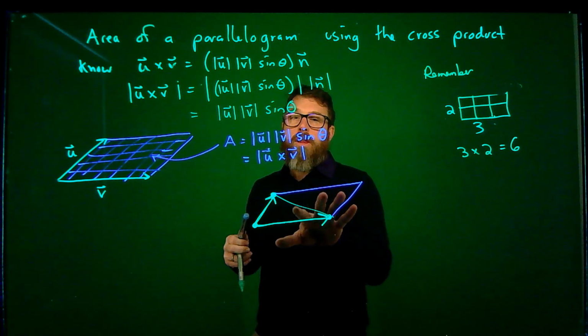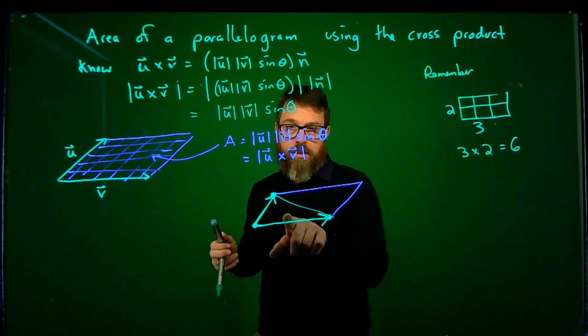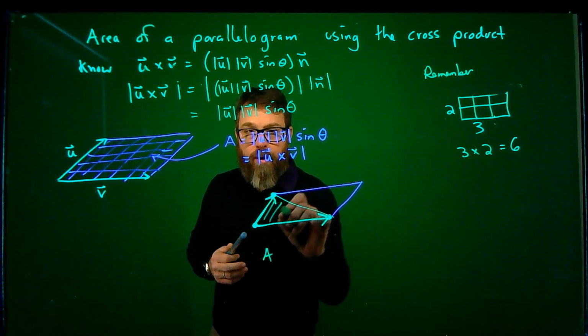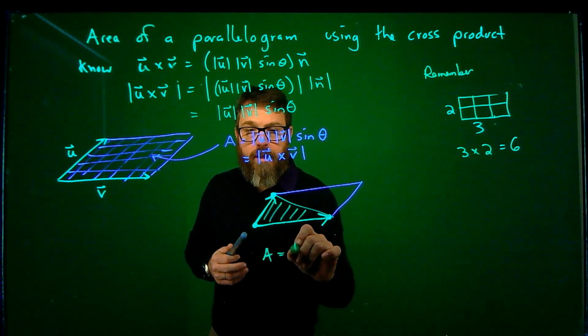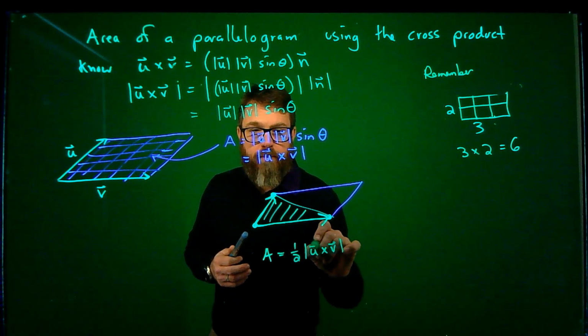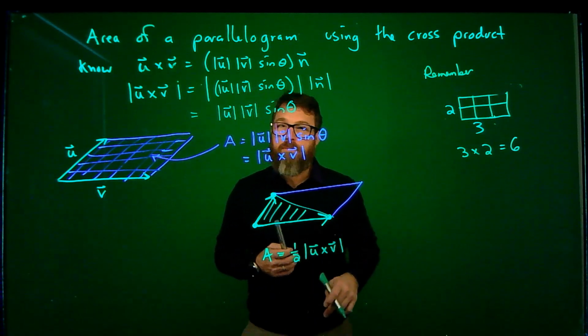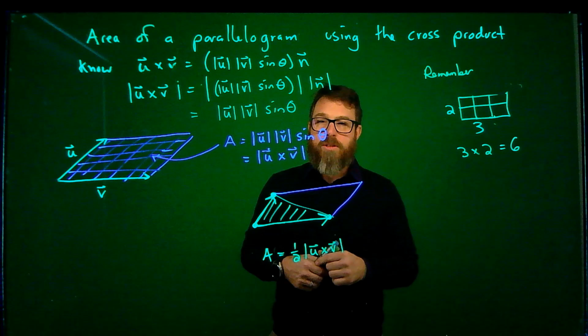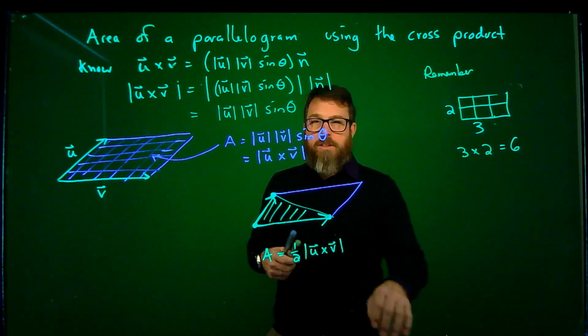Now the area of the parallelogram is going to be twice the area of this triangle. So if I want the area of that triangle, this area right here is going to be equal to 1/2 times the magnitude of u cross v. It's going to be half the parallelogram, just like triangles are half of rectangles. So that's going to be our next example.